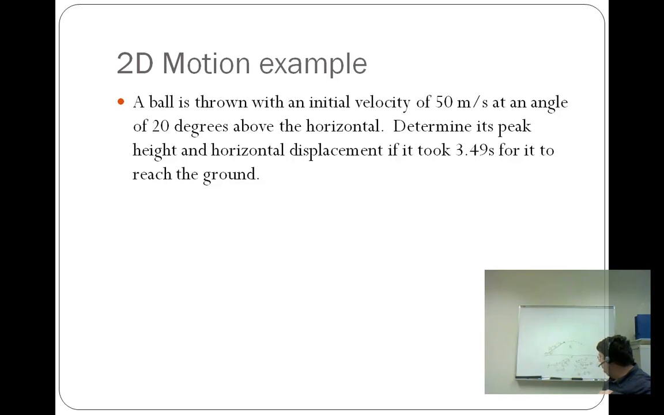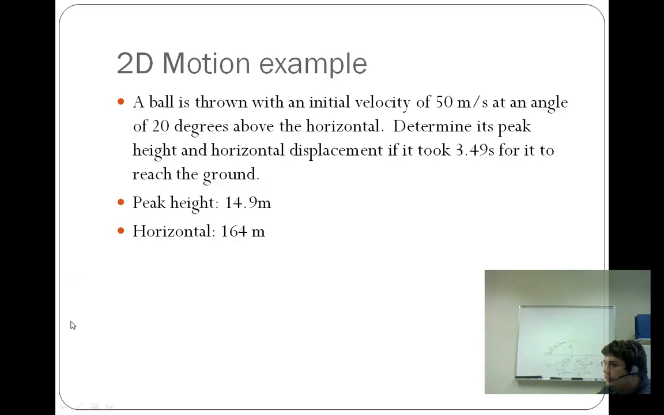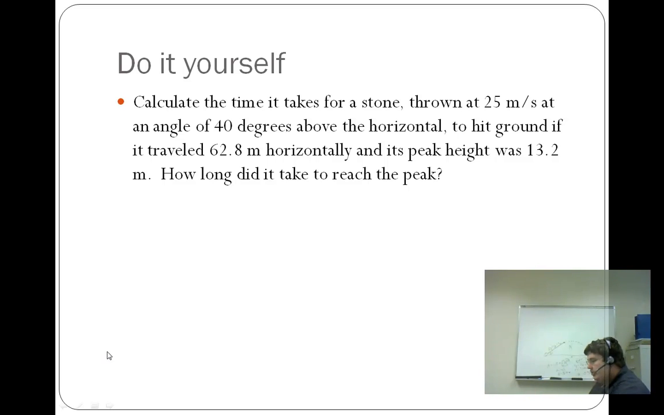In fact, we're going to do it now. Well, VI I know is 50 times cosine of 20. So 50 cos 20 times 3.49, I get about 164 meters. And peak height 14.9, horizontal 164. Questions? Remember to please email me those. All right, you're going to do this one on your own, and then we're all set.